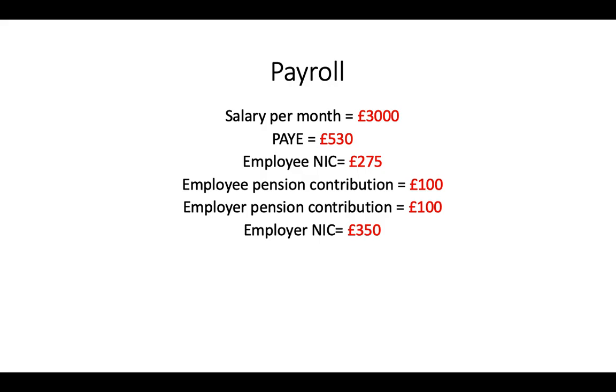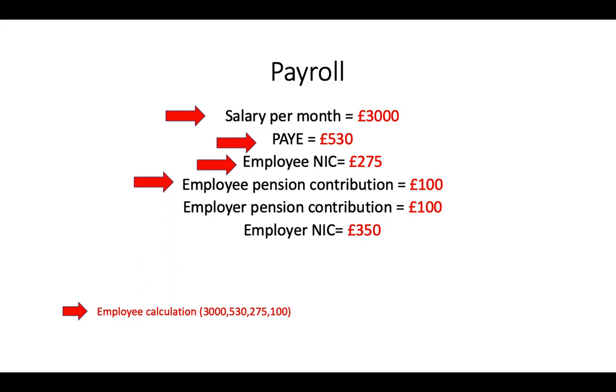which concern the employee. So our employee figures will include the £3,000 salary, the PAYE, the employee's national insurance contribution, and the employee's pension contribution. The figures we'll be using for our employer's calculations will be the £3,000 salary, the £100 pension contribution, and the employer's national insurance contribution.